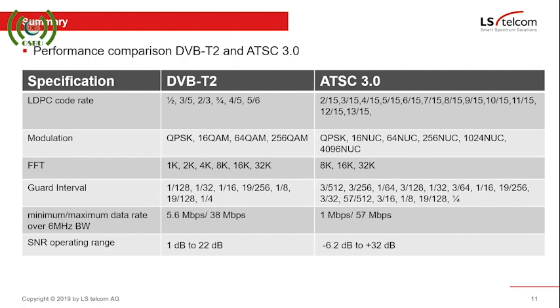Okay, then you can see here that the minimum and the maximum data rate that can be achieved with T2 and then also with ATSC3, it's definitely higher that can be achieved with ATSC3. Yeah, and the operating signal to noise ratio is also quite different between T2 and ATSC3.